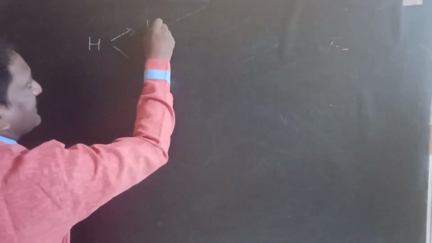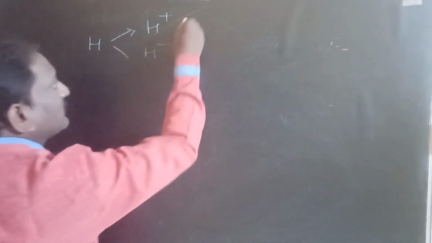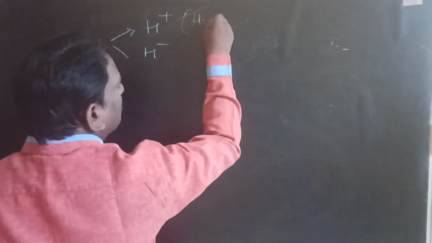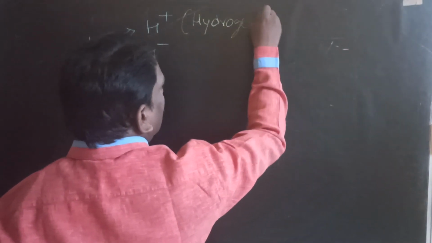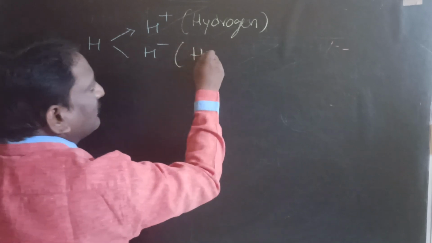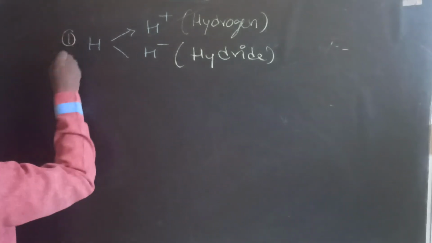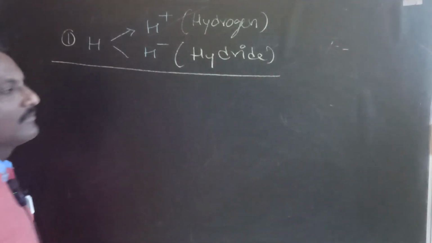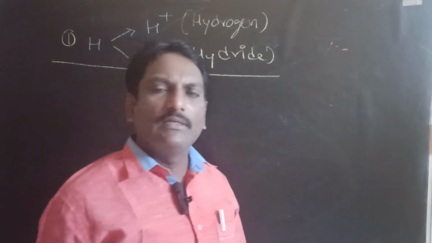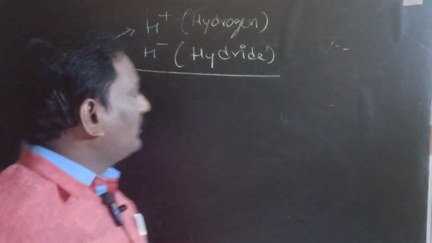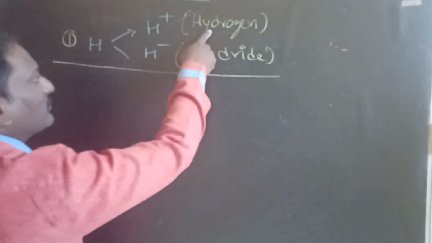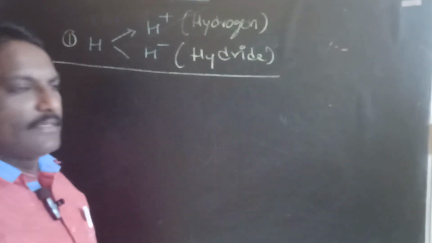Listen to me. Hydrogen, please note it down. Hydrogen gives two types of ions, H plus ion and H minus ion. H plus ion is called hydrogen ion. H minus is called hydride ion. Please make a note of it. These are the ions given by hydrogen, a positive ion and a negative ion as well.